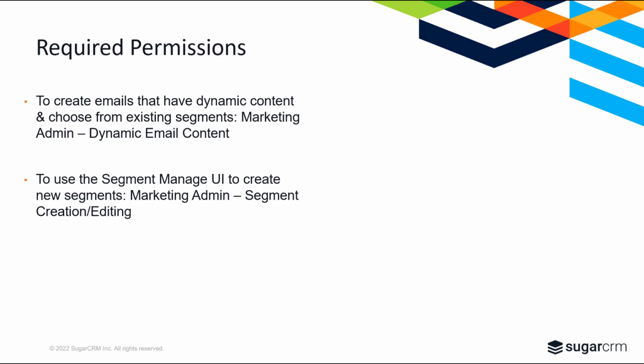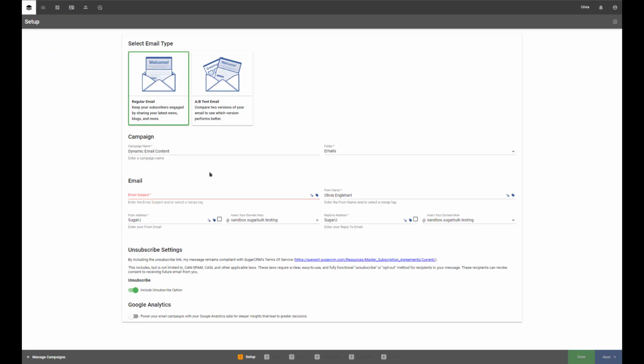Before you can use dynamic email content, you must consider the following conditions. To create emails that have dynamic content and choose from existing segments, a user's role must have this permission enabled: Marketing Admin Dynamic Email Content. In order to use the Segment Manage UI to create new segments, a user's role must have this permission enabled as well: Marketing Admin Segment Creation/Editing. With that in mind, let's explore how to use dynamic email content.